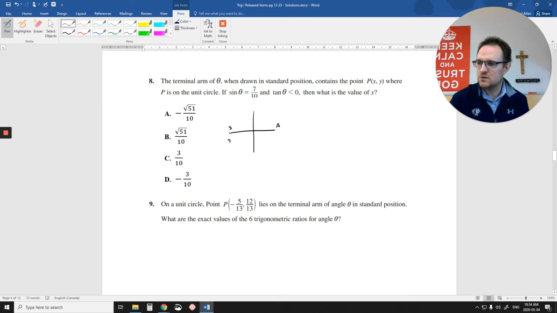It's got to be in the first and the second quadrant, so it's got to be in this too. But the thing is, it's also saying that tan is a negative number.